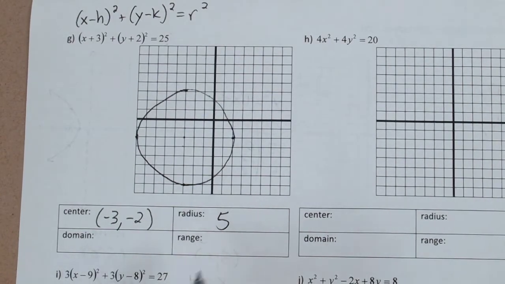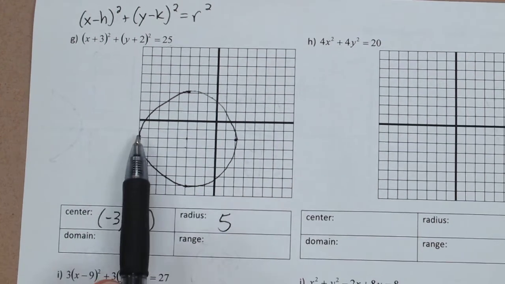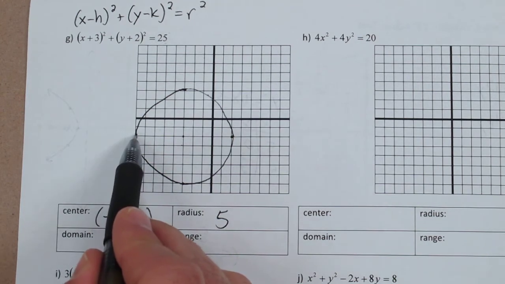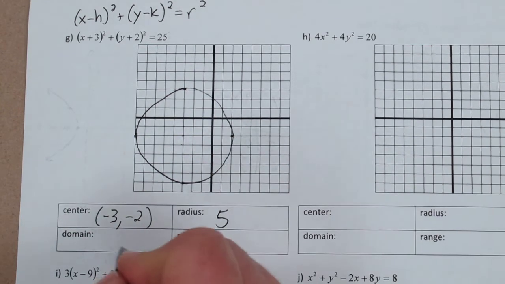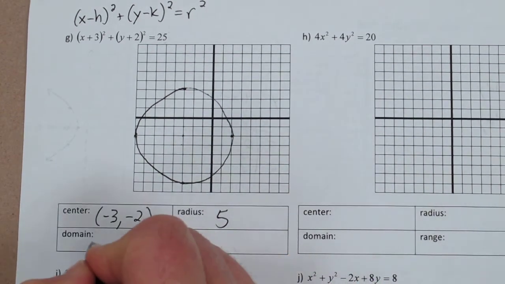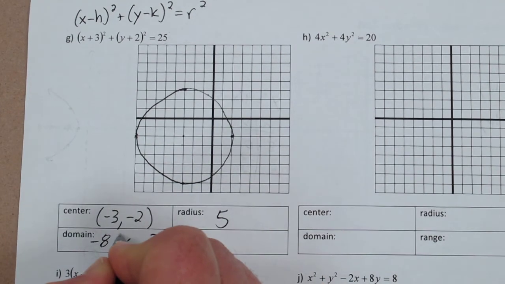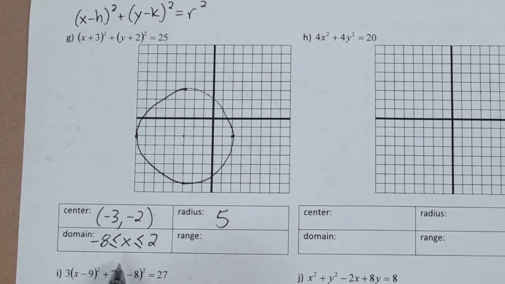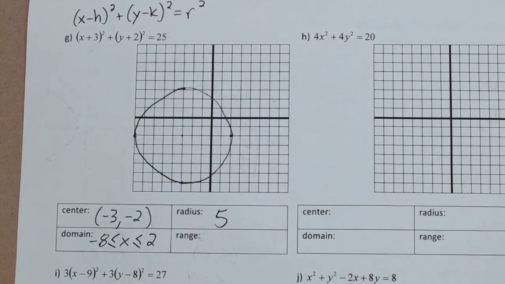The domain is all the values x can be. So if we look at the graph from left to right, the furthest left the graph ever gets is -8. And the furthest right the graph ever gets is +2. So in other words, all of our x coordinates are between -8 and +2. And we can describe the domain like this. All the x's are greater than -8, and they're less than +2.